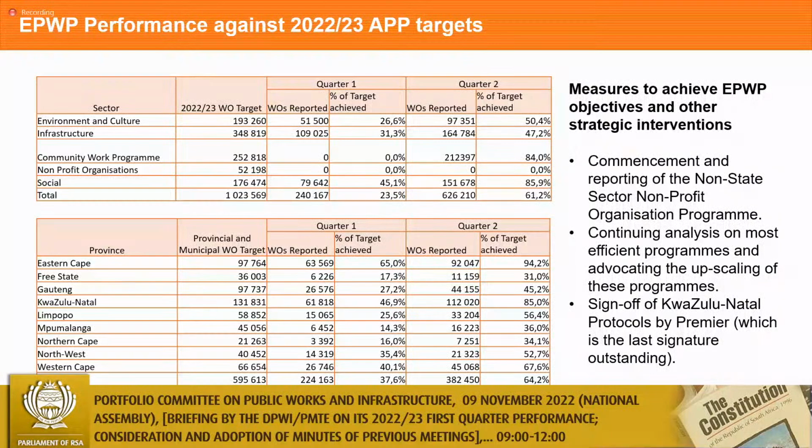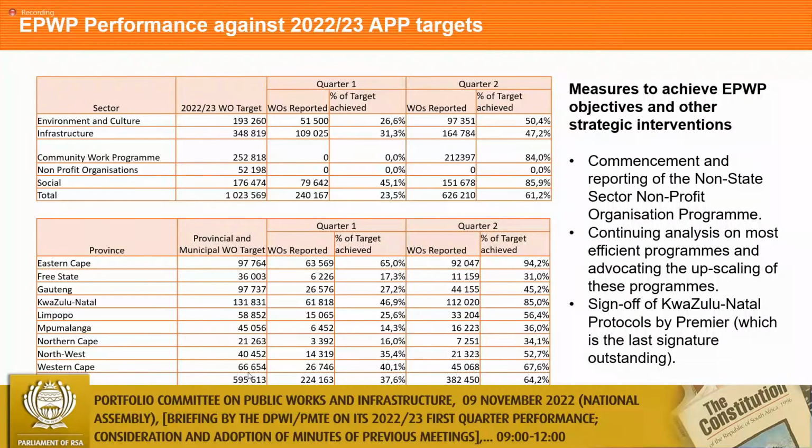Then in terms of the breakdown, we also break that value down by sector, with 5 sectors: environment and culture, infrastructure, community work programmes, non-profit, as well as social, and the target is 1,023,569. As at the end of quarter 1, we are sitting at 240,167 work opportunities created in terms of that sector. That breakdown also comes at the provincial level when you look at the quotas and the targets that are given for the provinces.